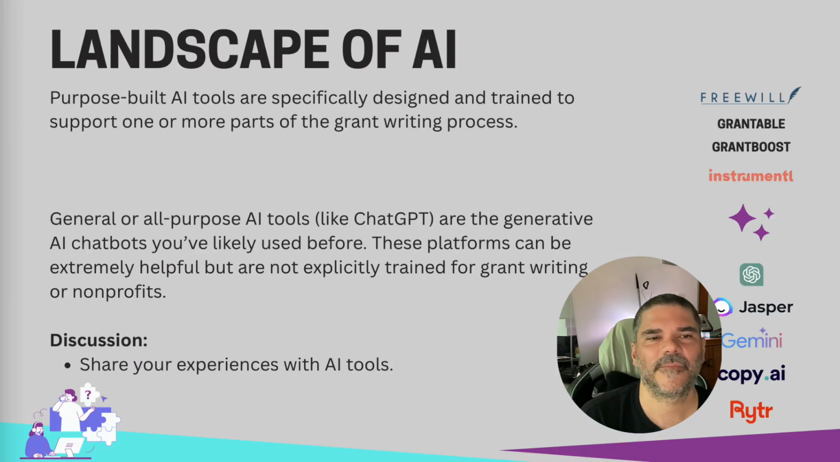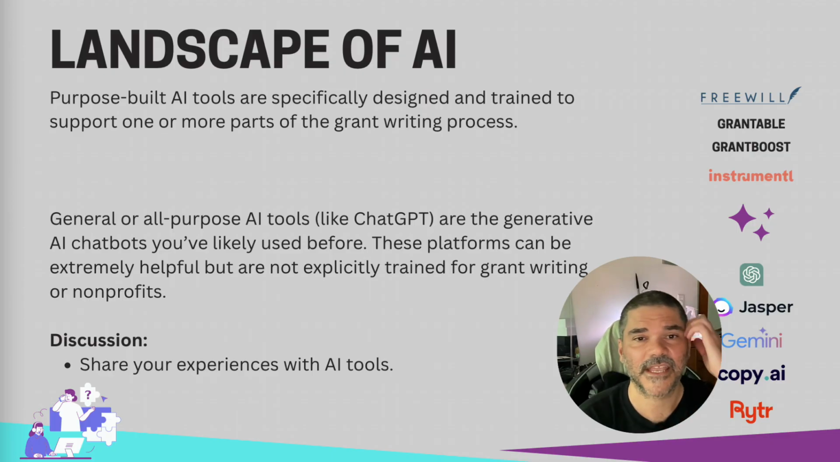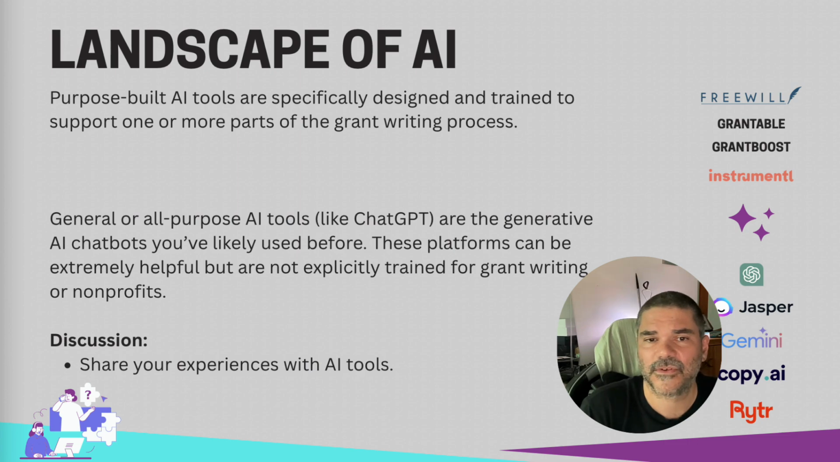So let's talk about the landscape of AI. There are a bunch of grant writing AI tools that are already available on the market, and some of these you can see in the column on the right. We have Freewill, Grantable, GrantBoost, and Instrumental, and these are specific AI tools that have been created to help grant writers.